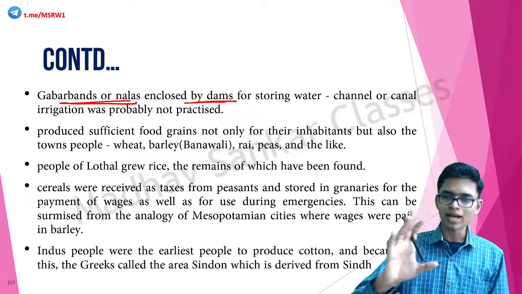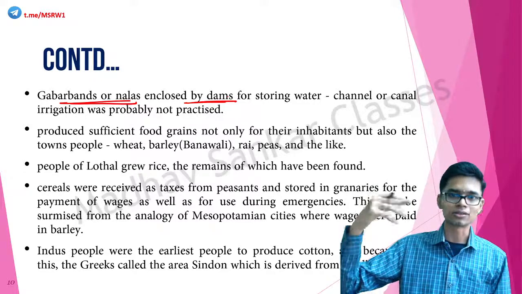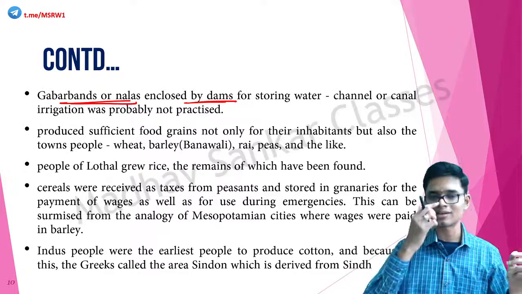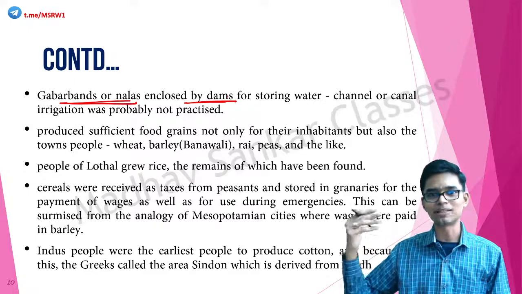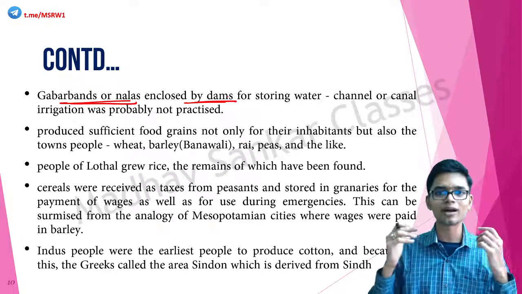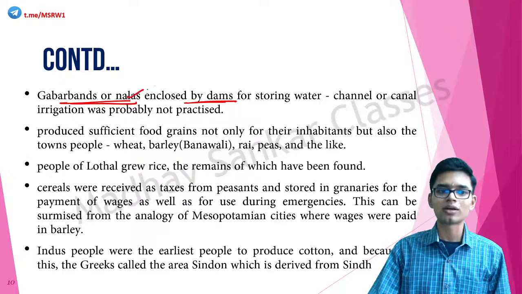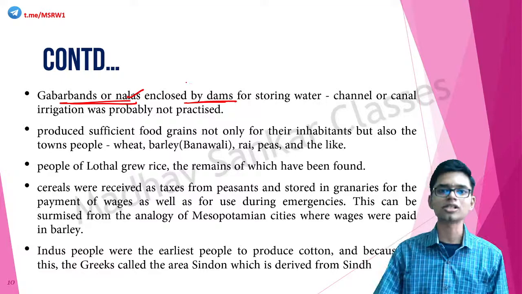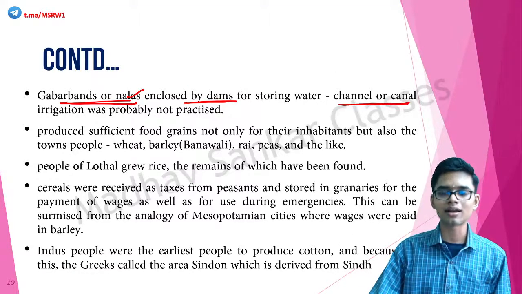Okay, India has a monsoonal system. So rains are very seasonal. It's not like we get rains throughout the year. That doesn't happen. Now it is supposed to be monsoon season and we haven't seen rains for a week now. So it is not something that we can completely depend on. So you have to have a proper, adequate irrigation facility if you want plentiful agriculture. So nalas or gabarbands enclosed in dam-like structures were used by Harappans for their agriculture. But we do not come across any channel or canal irrigation.